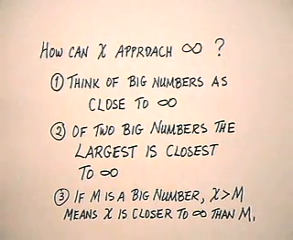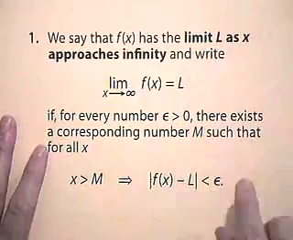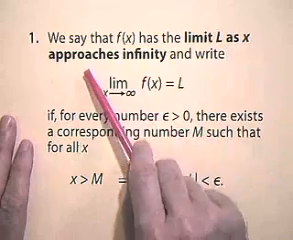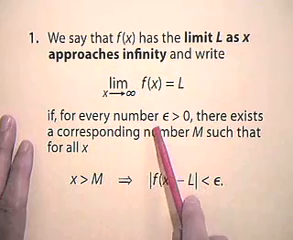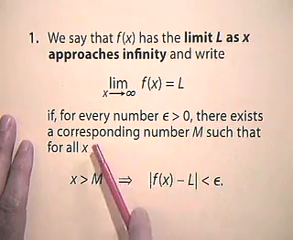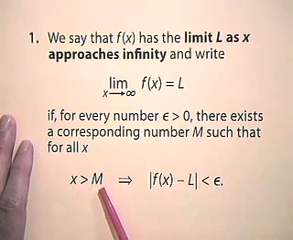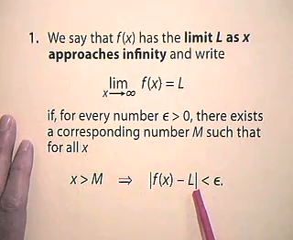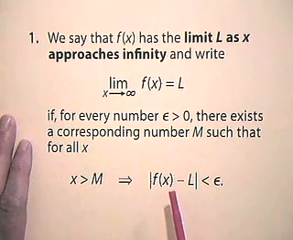And so now, thinking in terms of limits as being like as x gets close to something, f of x gets close to something, then we can make this into a nice definition. We say that f of x has the limit capital L as x approaches infinity, and write limit x approaches infinity f of x equals L if for every number epsilon greater than 0 there exists a corresponding number M such that for all x greater than M implies absolute value of f of x minus capital L less than epsilon. So let's look and see what this means in terms of closeness.